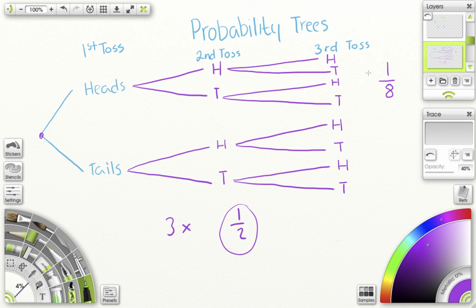So these are the different ways you can have that kind of an outcome. As you can see, it's not as simple as, oh, I toss 3 times, every time I have a 1 in 2 chance of landing on heads. It doesn't work that way. As you can see, it branches out. If I add in a 4th toss, it'll branch out even more.